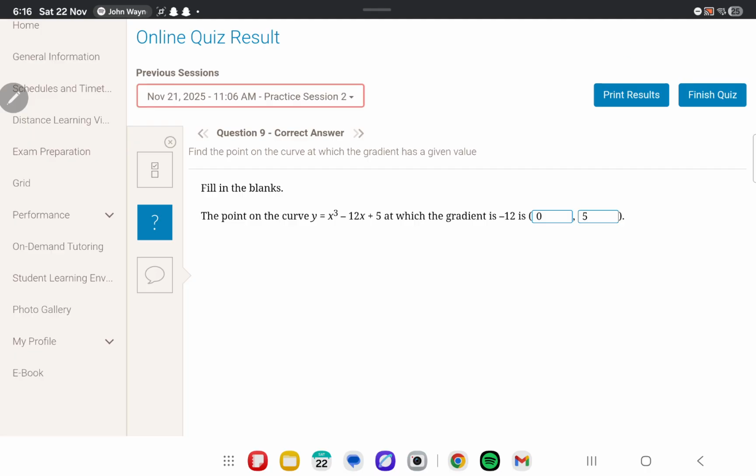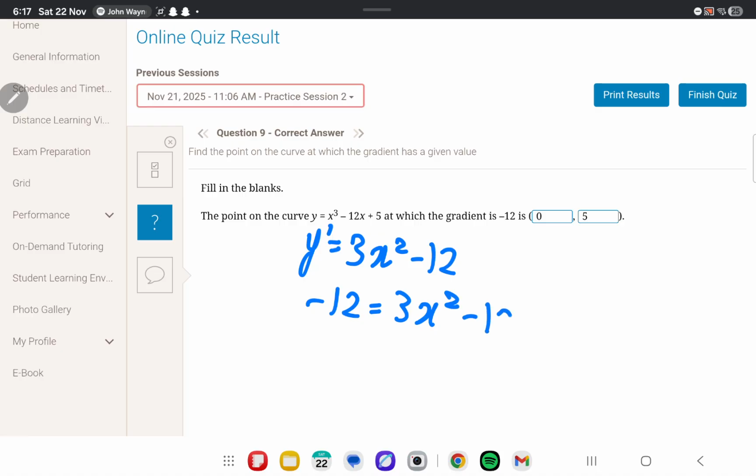Okay, question 9. The point on the curve y equals x cubed minus 12x plus 5 at which the gradient is 12. Very, very similar to another question we just did. y prime is equal to 3x squared minus 12. What do? You set y prime equal to -12. So -12 is equal to 3x squared minus 12. Take 12 to the other side. You're going to get 0, right? Because this will be -12 plus 12, which is 0. So 3x squared is equal to 0, which means that x is equal to 0.